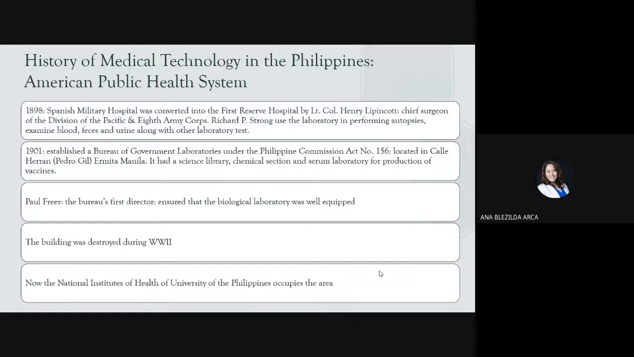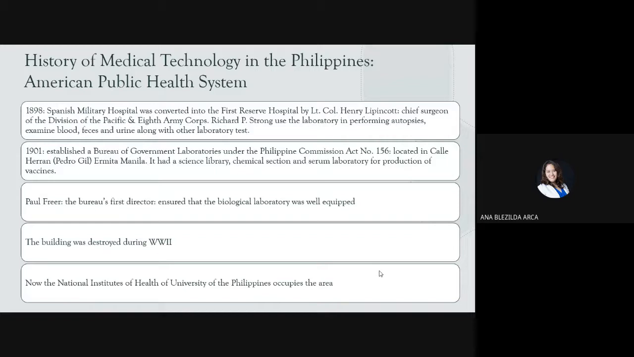So, let's now go to the American public health system. So, tapos na yung Spanish time. Nung nawala yung mga Spanish, the Spanish military hospital was converted into the first reserve hospital by Lieutenant Colonel Henry Lippincott. He is actually the chief surgeon assigned here in the Pacific. And then you have there Richard Strong. He is the one who used the laboratory to perform autopsies, examine blood, feces, and urine with other laboratory tests.